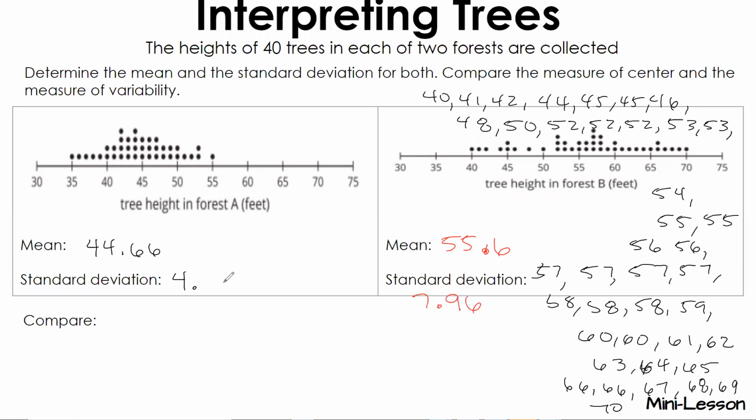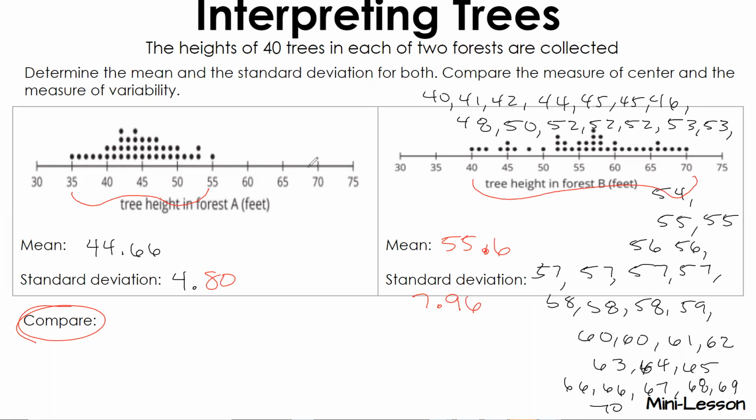Okay, so here is the next thing. Now we're going to compare. When you compare and contrast something, what you do is you find what is similar and then what is different. So really quick, we have this data set. We go from 35 to about 55, okay? Over here, we go from 40 to 70.